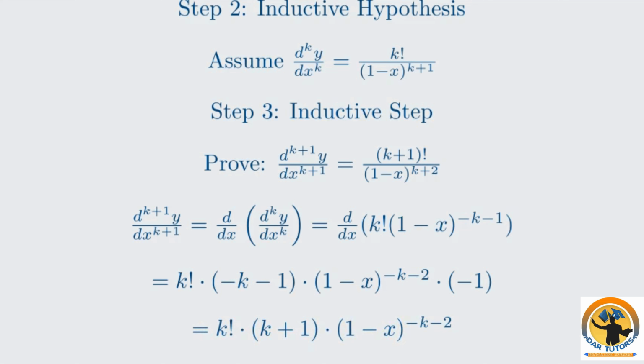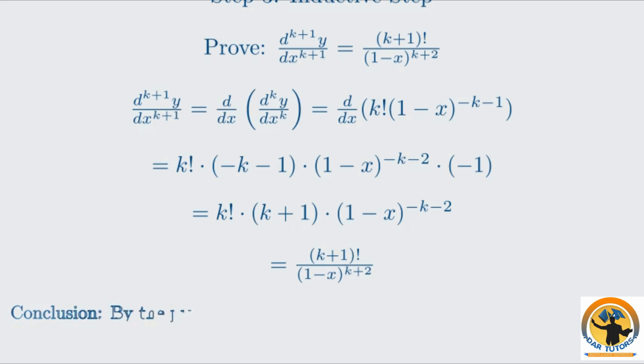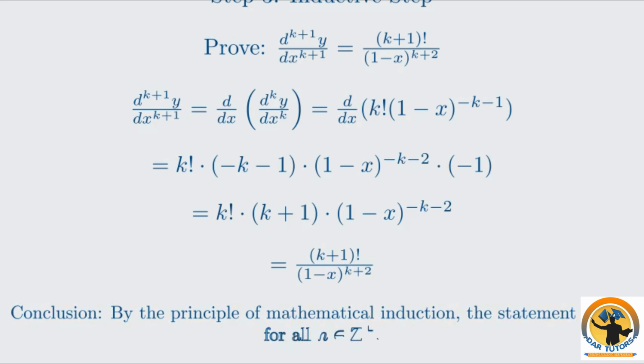We know that k factorial times k plus 1 is equal to k plus 1 factorial. So our expression becomes k plus 1 factorial divided by the quantity 1 minus x to the power of k plus 2. This is exactly the right-hand side we were aiming for. Therefore, by the principle of mathematical induction, the formula is true for all positive integers n.